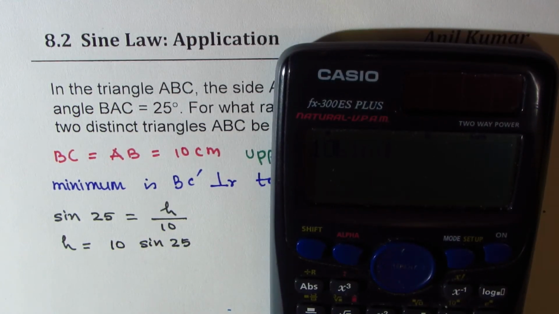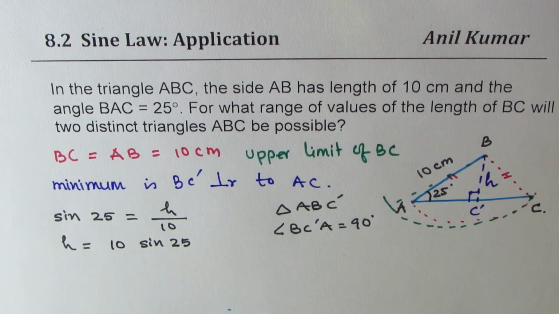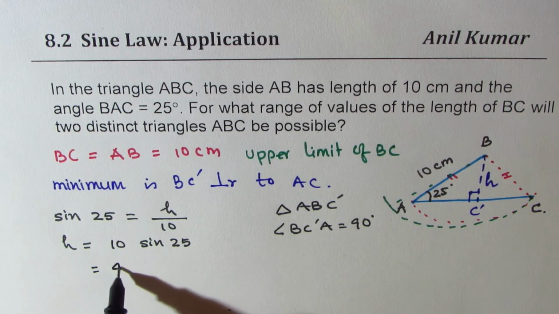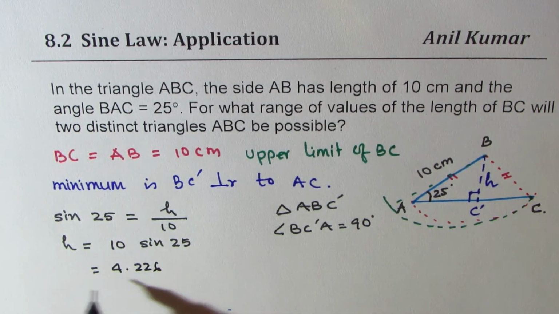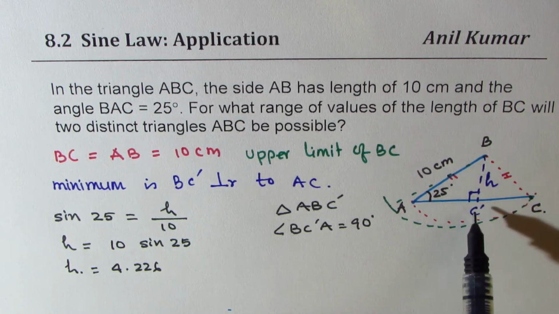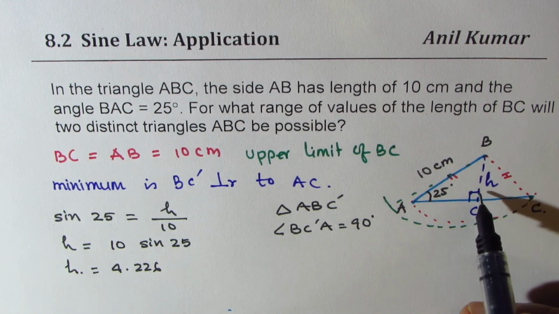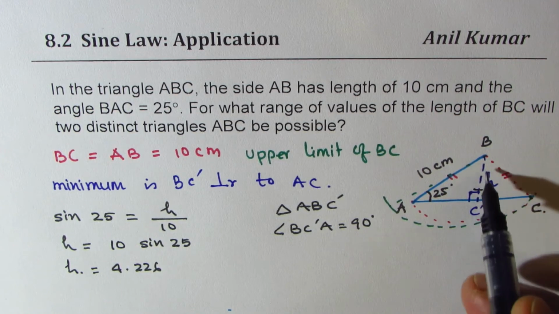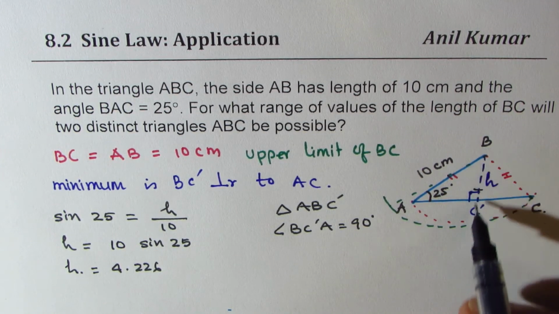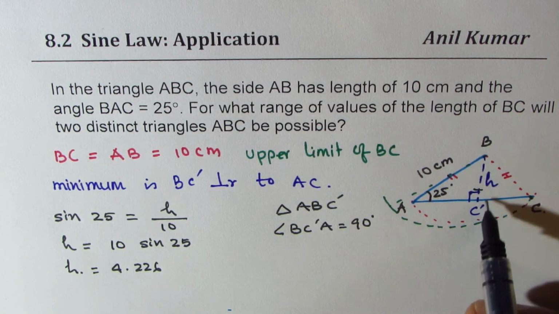10 sine 25 equals 4.226. So that is the height, and that is the minimum. If it is shorter than h, then we do not make a triangle. You see, it will not be able to make a triangle if BC is shorter than h, right?